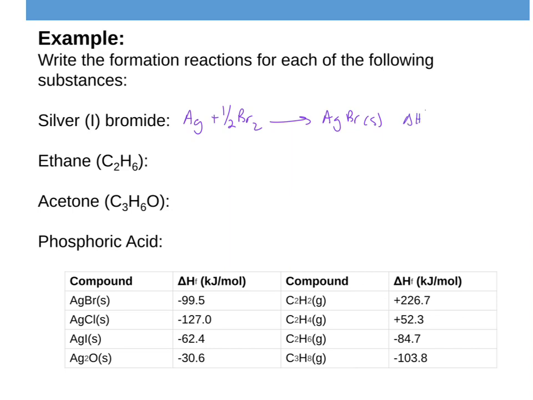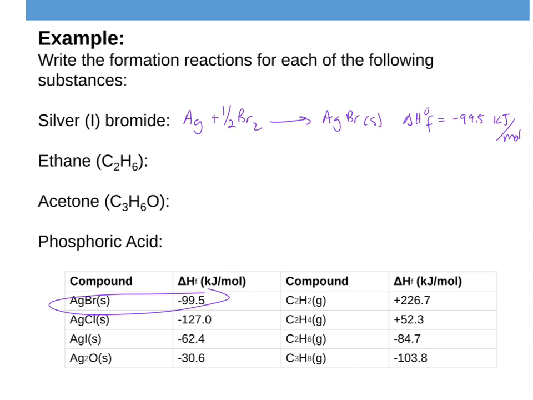And then I know the delta H heat of formation, right? The heat of formation here apparently is negative 99.5 kilojoules per mole. I took a little clip out of this table so you could look that up and see it yourself.